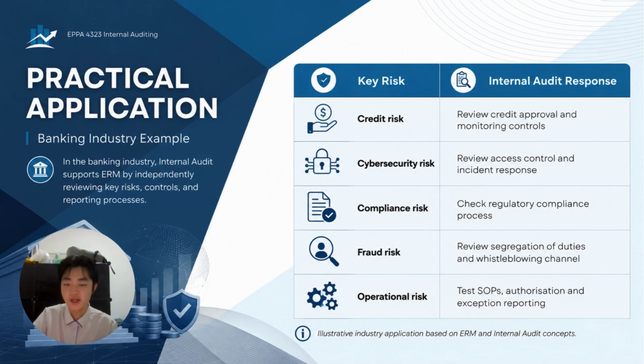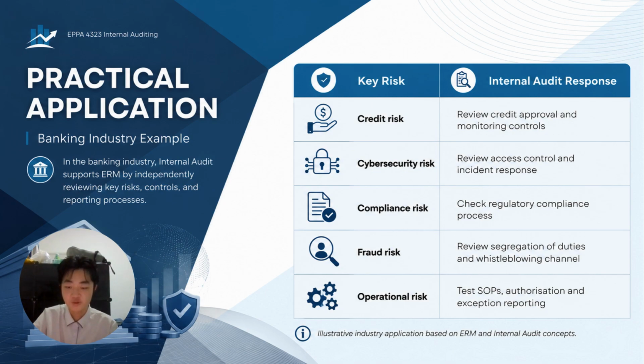For cybersecurity risks, the internal audit does not operate the IT security system. It reviews access control and incident response to see whether the bank can protect the customer and the financial data. For compliance risks, the internal audit checks whether the bank has a proper process to follow the laws, regulations, and the internal policies. For fraud risk, the internal audit may review the segregation of duties and the whistleblowing channel. This helps the bank to reduce the chance of fraud and detect the problems earlier.